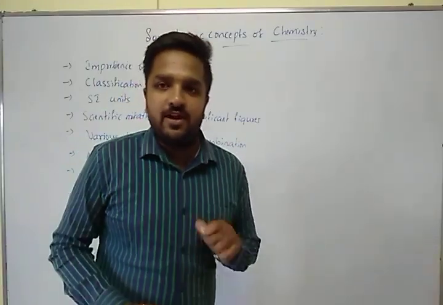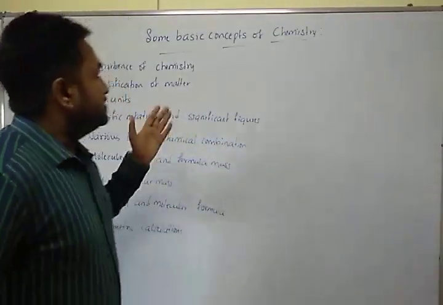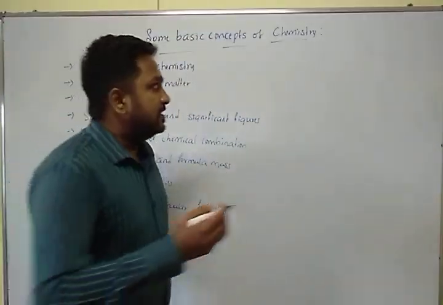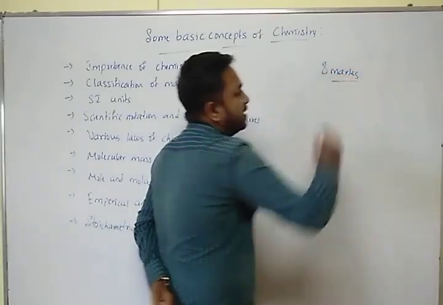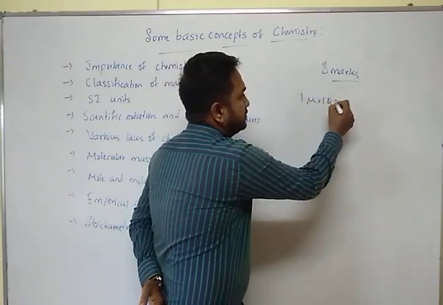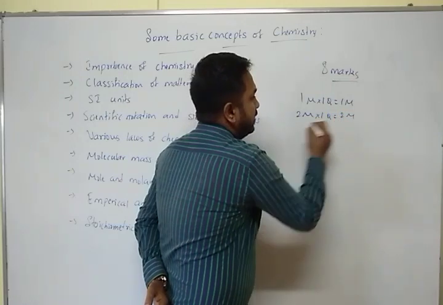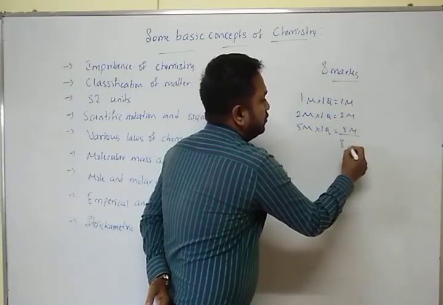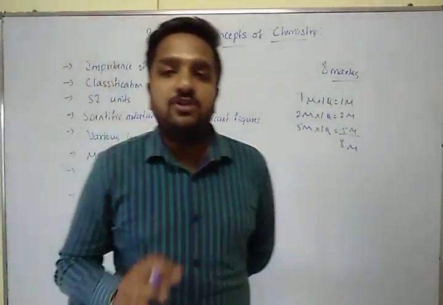So in this video we are going to talk about the first concept in first PU chemistry, that is some basic concepts of chemistry. According to the Karnataka PU board, this chapter has a weightage of 8 marks in total. Clear? So they will ask 1 question for 1 mark, 1 question for 2 marks, and 1 more question for 5 marks. Clear? So totally this chapter has a weightage of 8 marks.